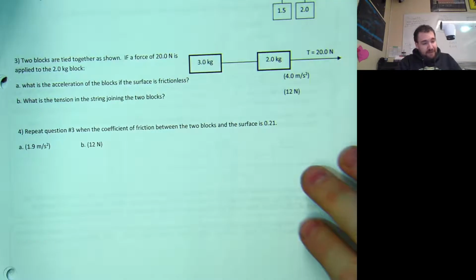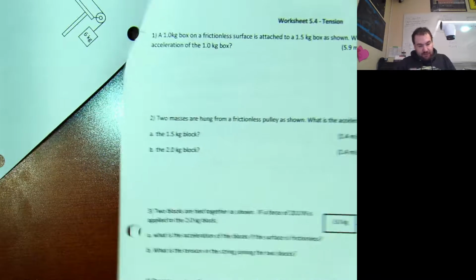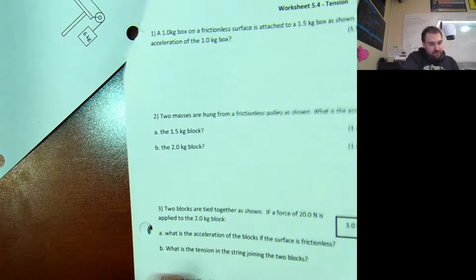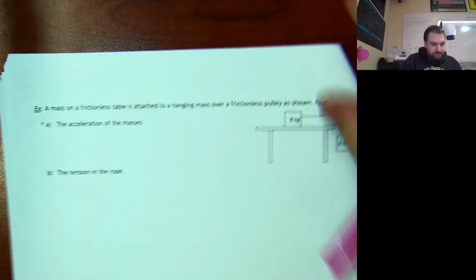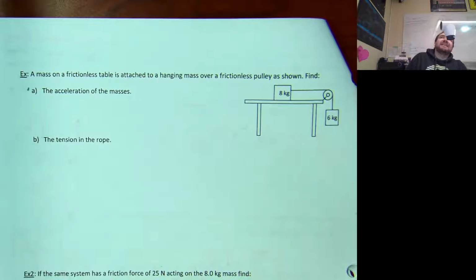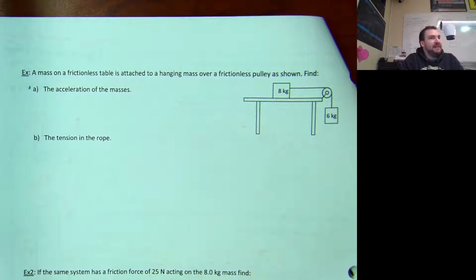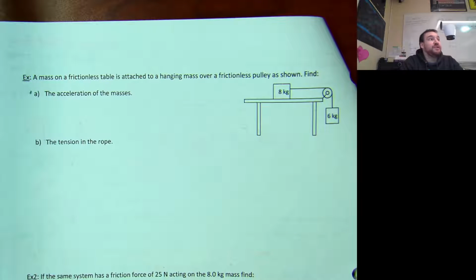So, flip the page. There's a couple more examples here. This is slightly different. Now I don't have a hanging mass. Now I've got, well, I don't have two hanging masses. I've got a pulley allowing one mass to hang off the edge of a table and one mass to sit on top of the table. We want to find the acceleration of these two masses, and we want to find the tension in the rope.